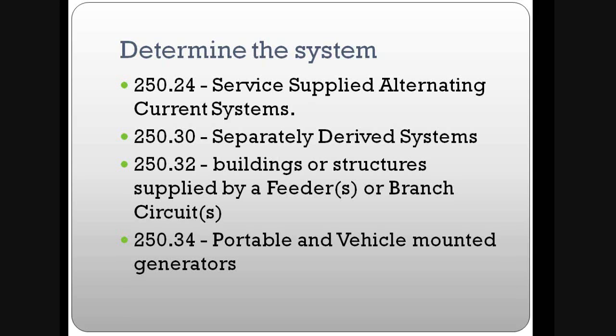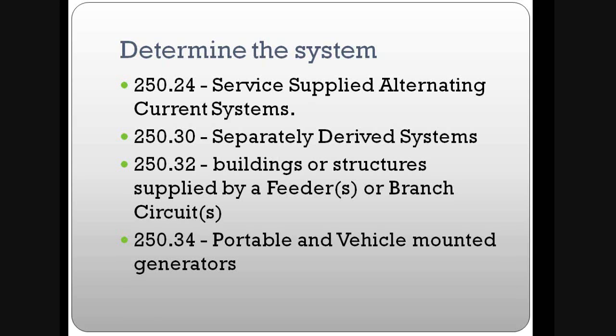Also, we have in 250.30 a system that's described as a separately derived system. This is typically when we have a transformer and then we now create a separately derived system. For instance, if we have a service, say 277, and then we put a transformer in the building to drop that voltage down to like a 208, 120, that would be a separately derived system.